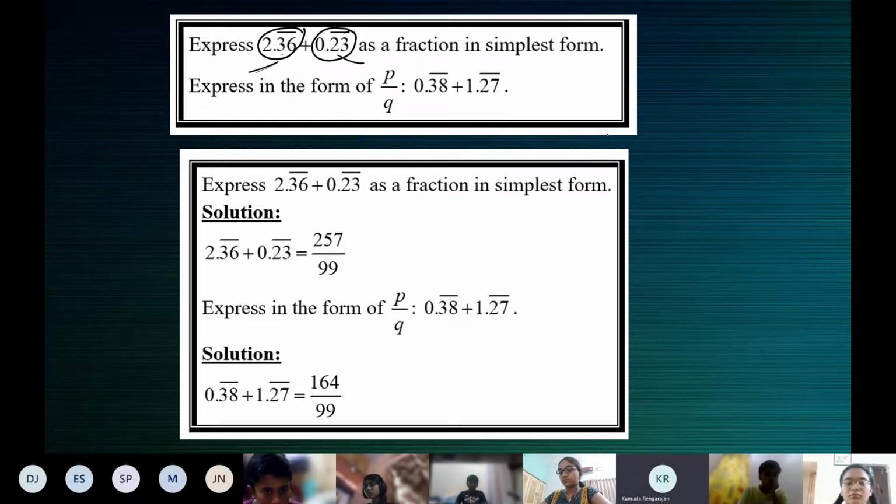So when it's division also, you should use the same procedure. Find the P by Q forms for both and then do whatever the sign says, if you have to add, subtract, multiply or divide.